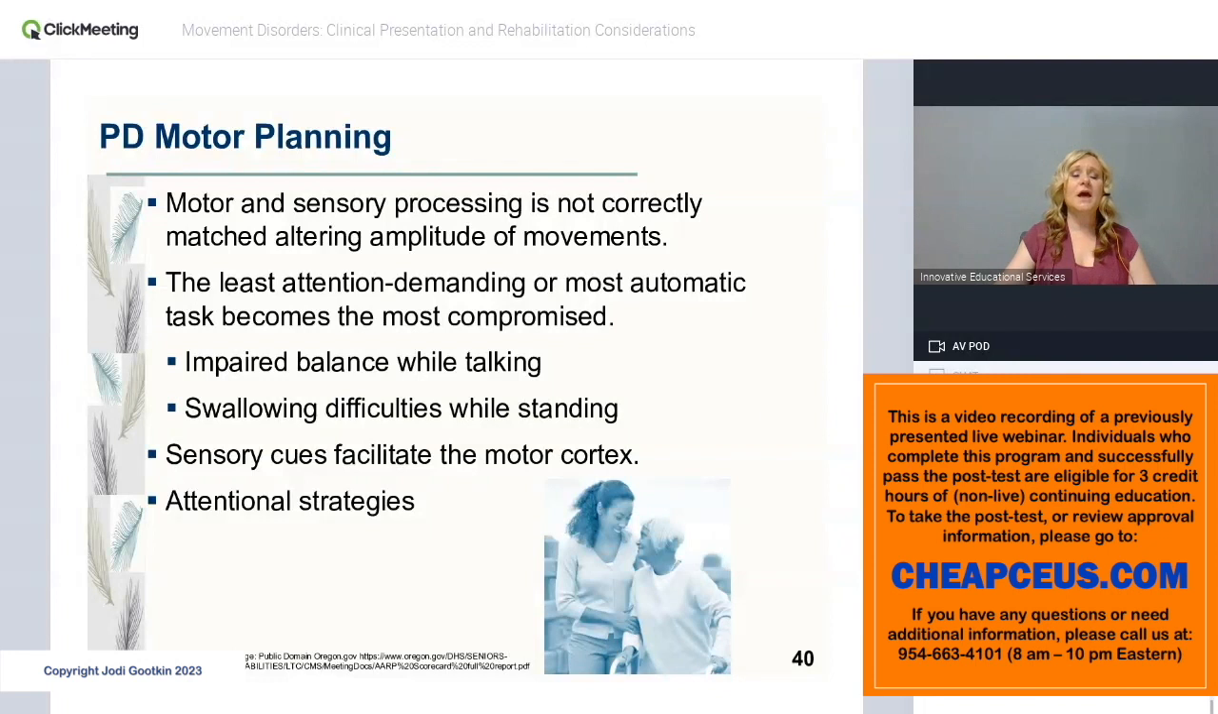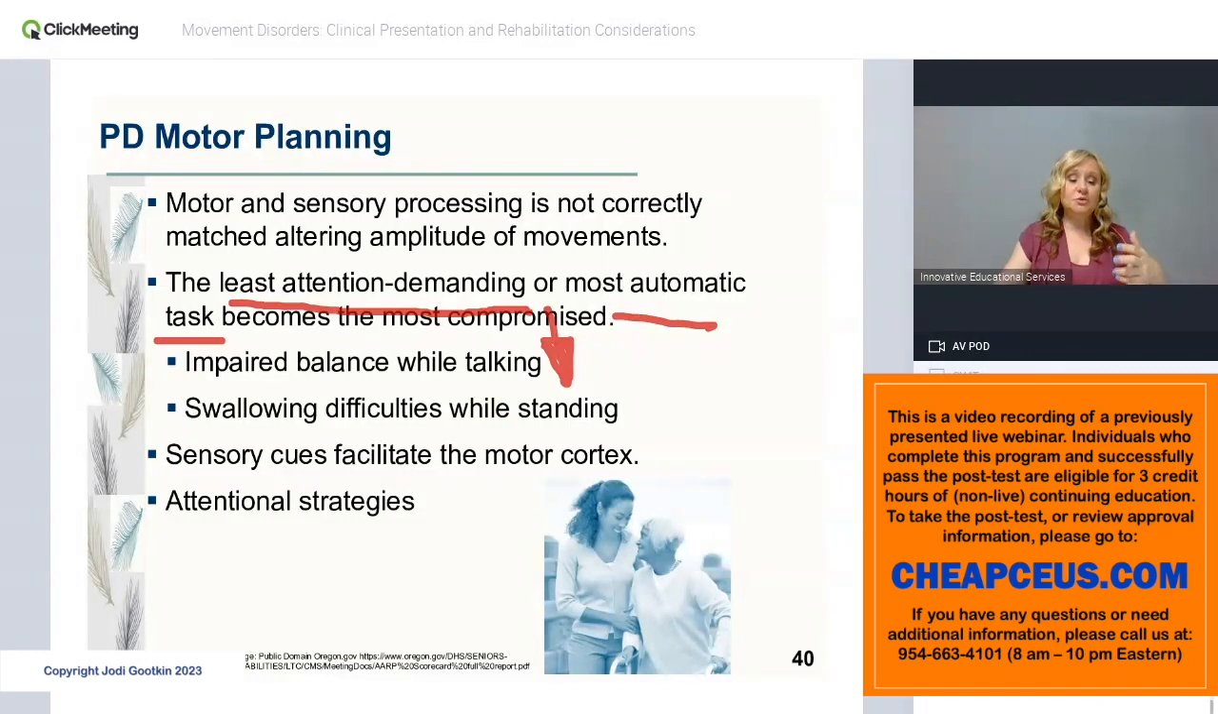We're looking at this kind of paradox that when someone presents with Parkinson's disease, the least attention demanding or most automatic task is the one that has the most problems. Usually we think the hardest thing we're doing is what would get difficult. It's the opposite with Parkinson's disease, and I think it's important to educate the patients and caregivers on this. It's the easy stuff. It's the riding the bicycle that becomes compromised.